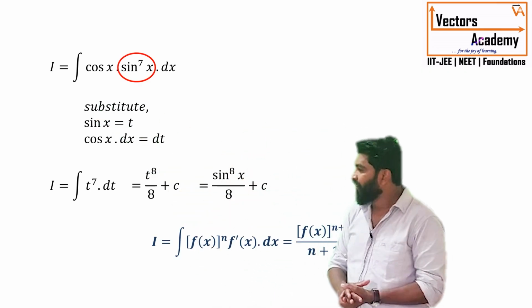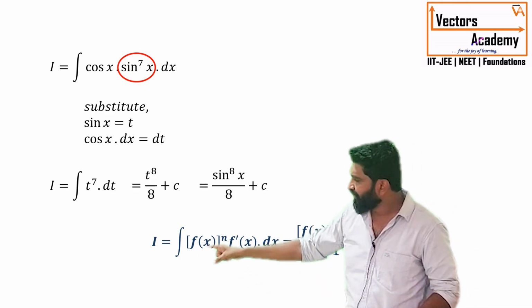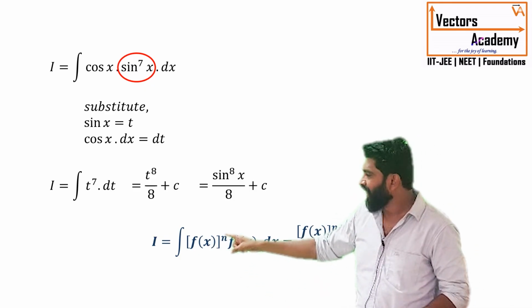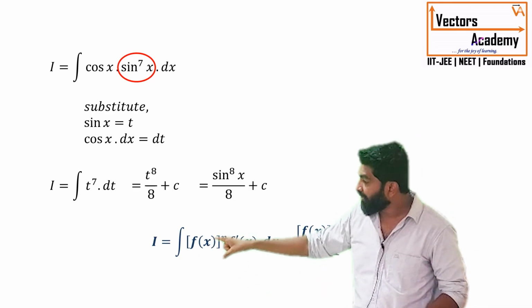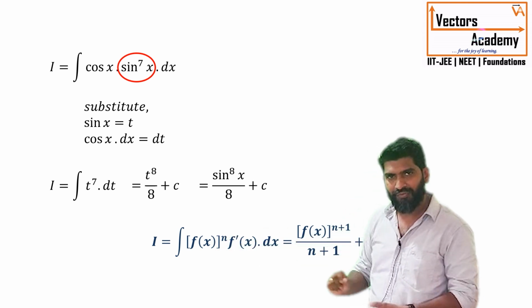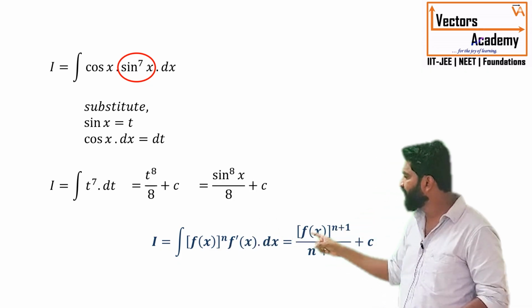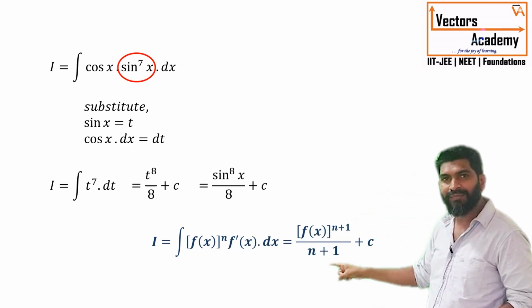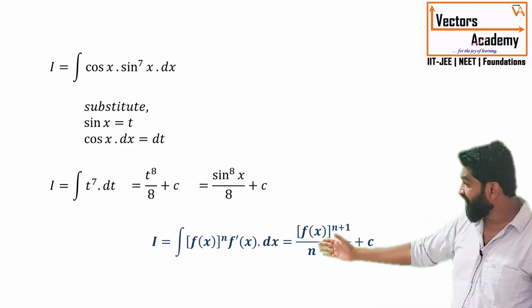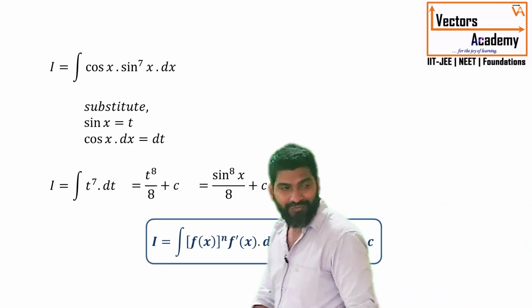If there's a function raised to any value and we have the derivative with the function itself, the answer can be written in this form. We can increase the power of the function by 1 and divide by the same number. Now let us try and use this formula in a question.